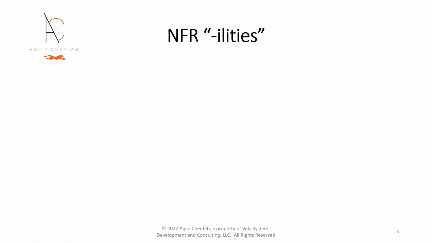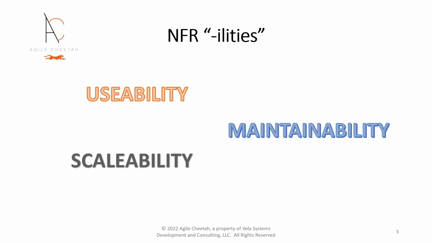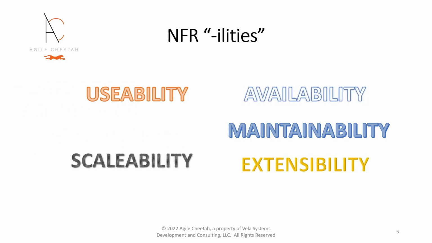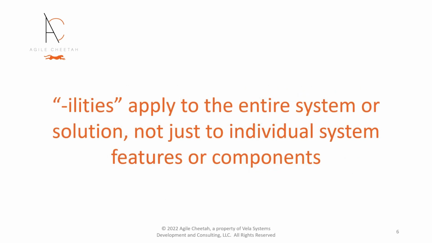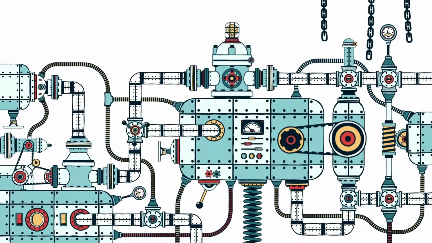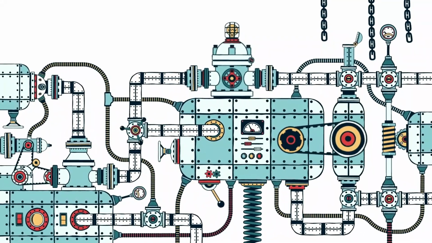In software engineering, we often characterize solution behavior in terms of ilities. Examples of NFR ilities include attributes like usability, maintainability, scalability, availability, extensibility, security, and portability. These ilities apply to the entire system or solution, not just to individual system features or components. However, each and every part of the system contributes to or takes away from its overall behavior. One underperforming component could degrade the behavior of an entire system.